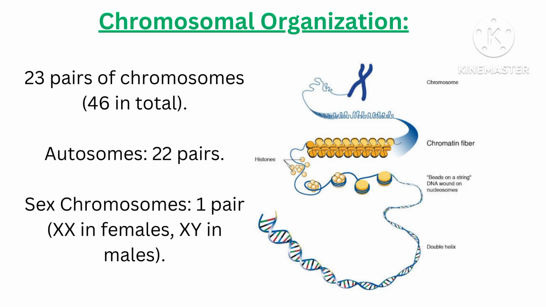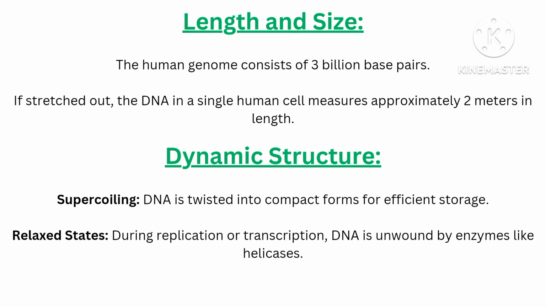Each chromosome contains a single, long DNA molecule tightly coiled around histone proteins. Nucleosomes are further folded to create chromatin, which condenses to form chromosomes during cell division. The human genome consists of 3 billion base pairs. If stretched out, the DNA in a single human cell measures approximately 2 meters in length.